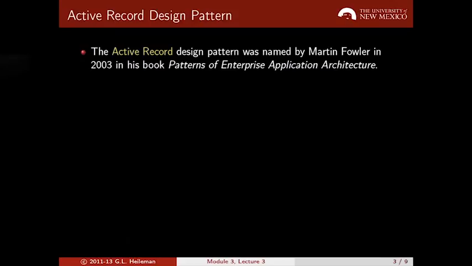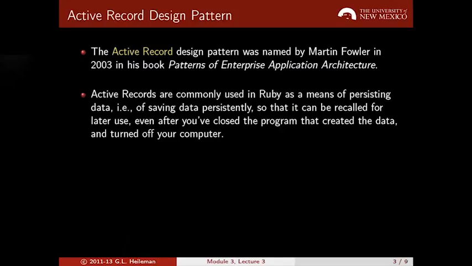The active record design pattern was created by Martin Fowler, and it's described in his book Patterns of Enterprise Application Architectures. It's commonly used in Ruby as a means of persisting data to your database so that you can recall that data later, save it, and then pull it back up when you need it later in your web application.